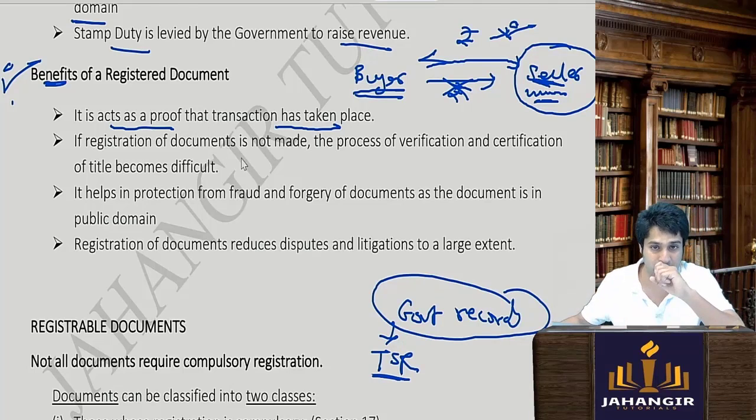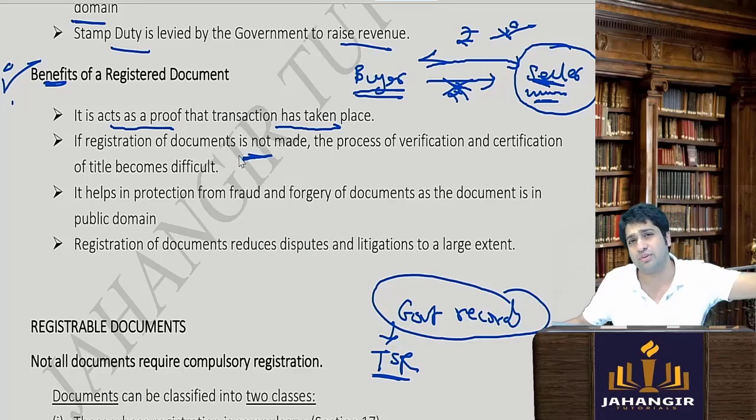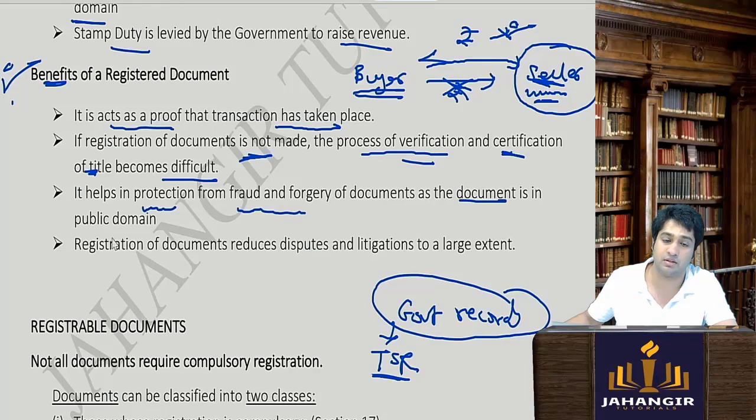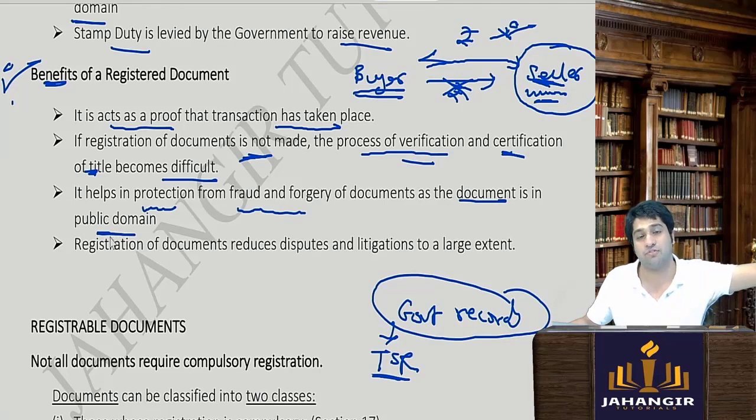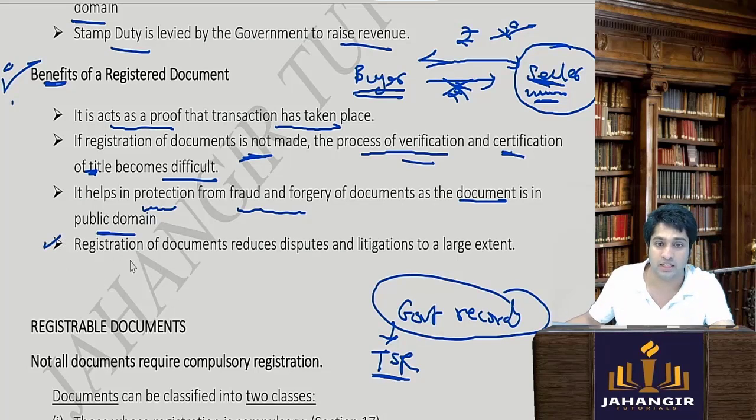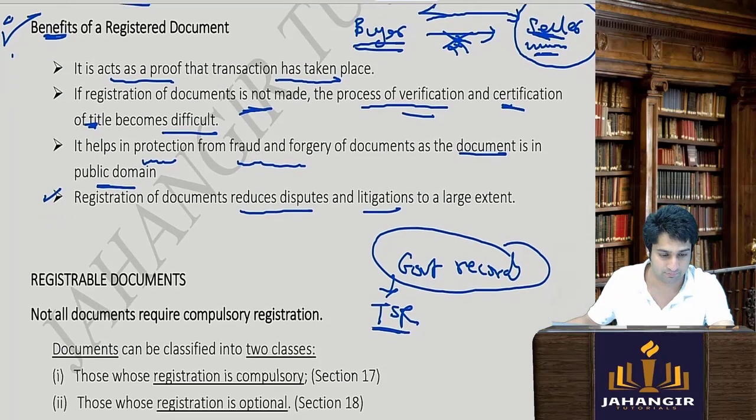Okay, if registration is not made, how do you think the government will come to know who is the owner? The process of verification and certification of the title, that is the ownership, becomes very difficult. It helps in protection from fraud and forgery of documents as the documents come in the public domain. So I can find out who is the owner of your property, so I know who can sell your property, and nobody else or a third person can come and try to sell the property. The registration of documents reduces the disputes and litigations to a very large extent.